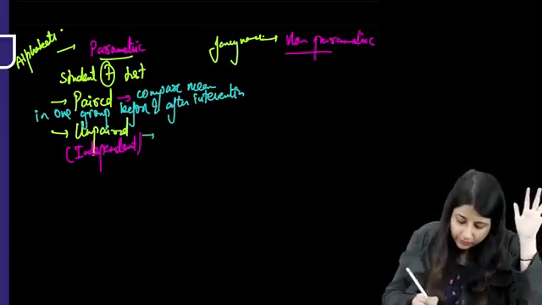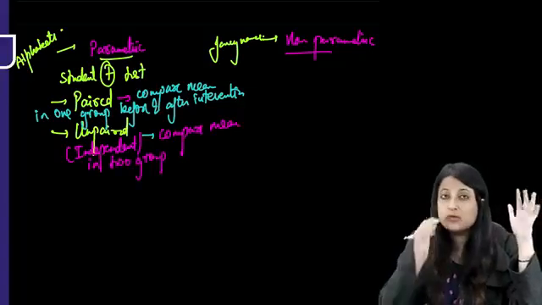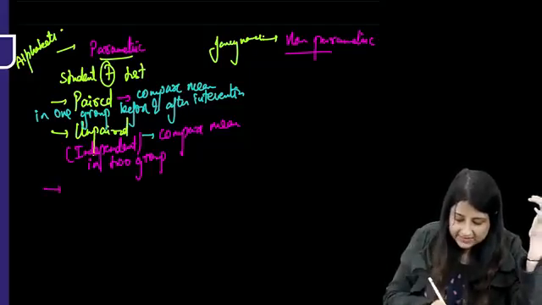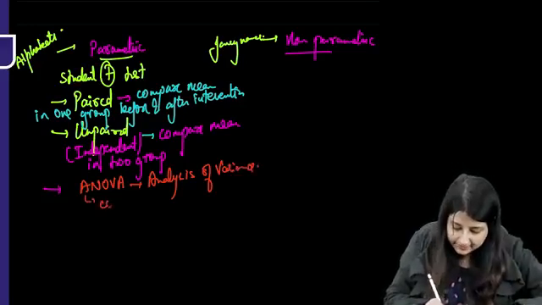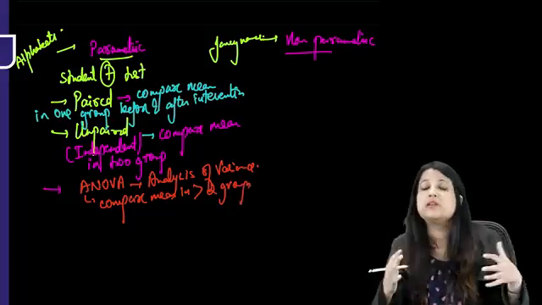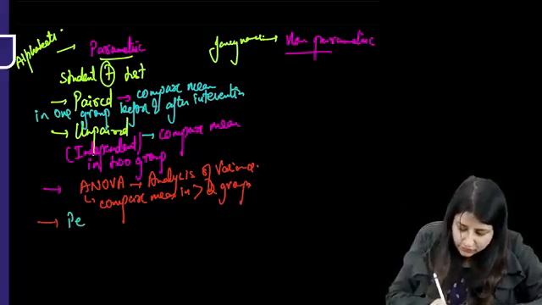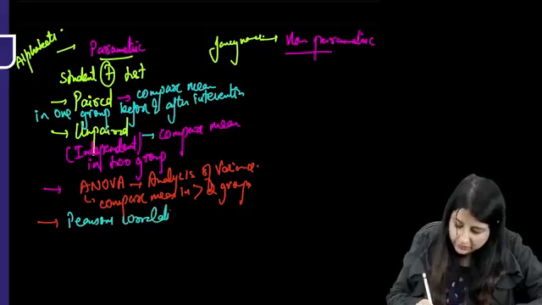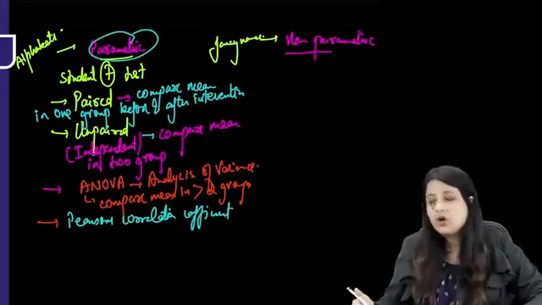What is unpaired? We have to compare mean in two groups. Like mean hemoglobin in a group of dengue patients versus malaria patients. And what is the next one? Alphabet A, ANOVA. ANOVA stands for analysis of variance. Here we compare mean in more than two groups. Whenever you have to do that, like mean hemoglobin in a group of dengue, malaria, chikungunya patients. And there is one more, Pearson's correlation coefficient, which you will just see in graphs. So these are the types of parametric test. Usually you will be asked about t-test interpretation or ANOVA interpretation.